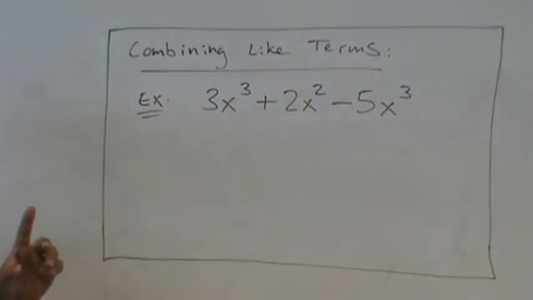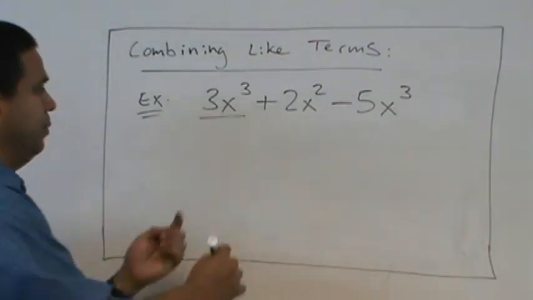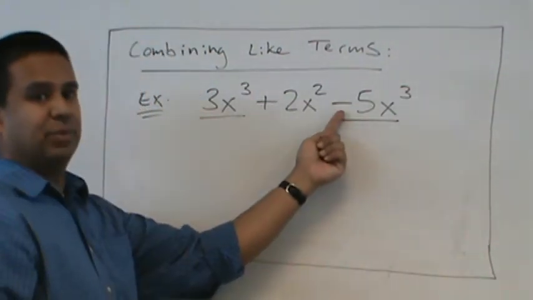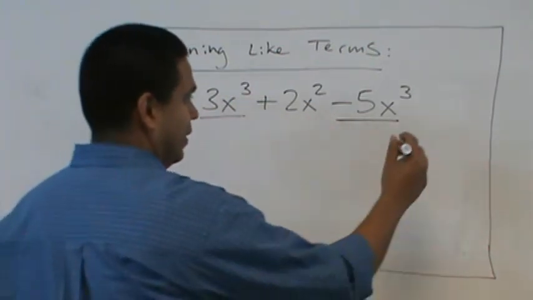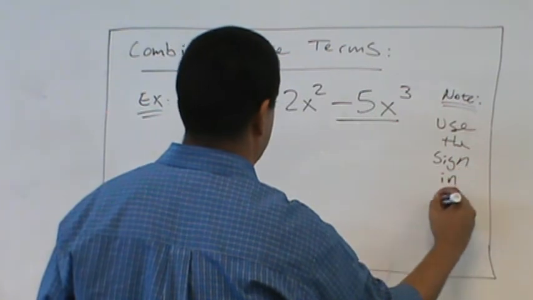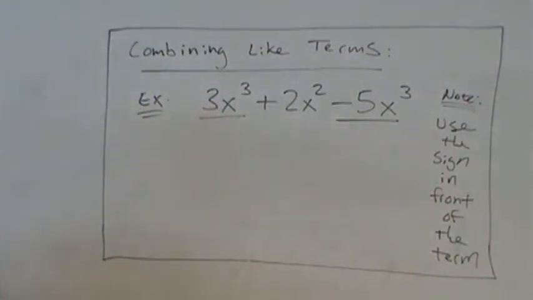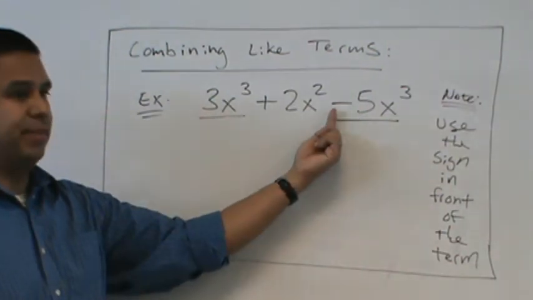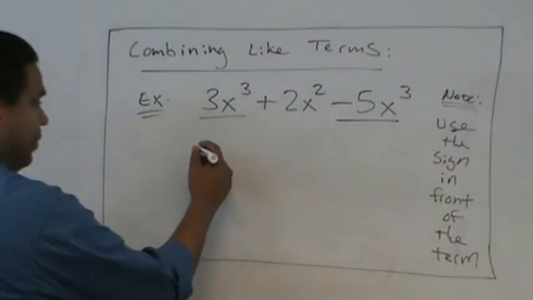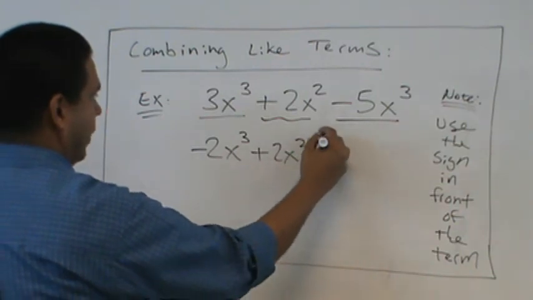The first thing you're going to do is identify your like terms. So if I look at this 3x cubed, what would be a like term? The negative 5x cubed. And it's good that you identified this because we use this sign to combine them. The sign in front of the term. So this says 3 minus 5. So what's 3 minus 5? Negative 2. And we keep this the same. Then we just write what's left, and you're done.